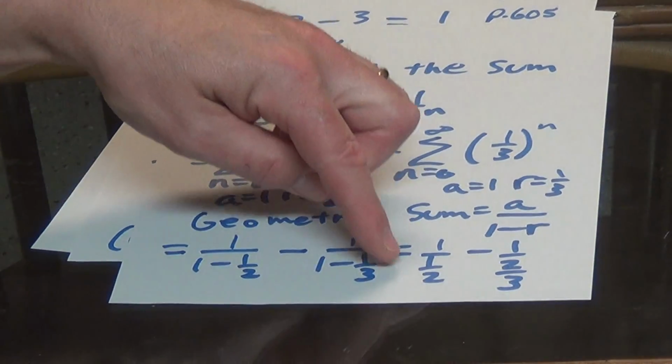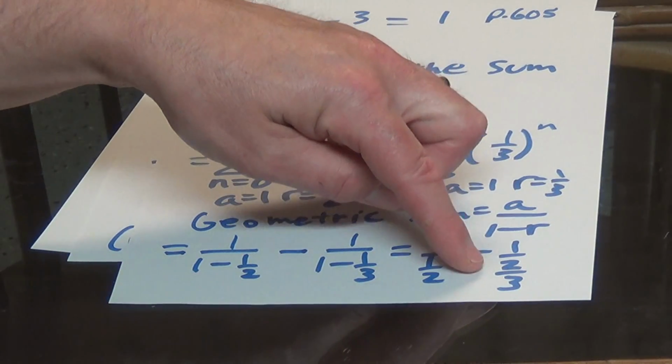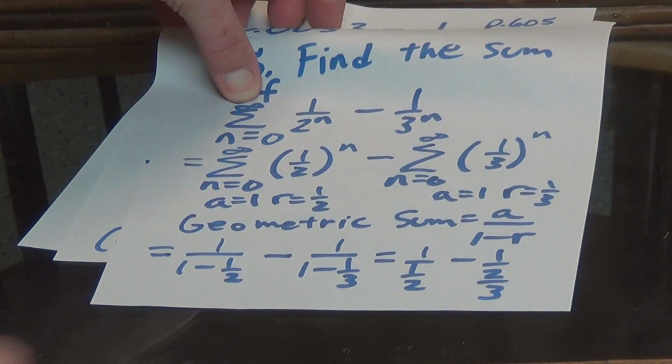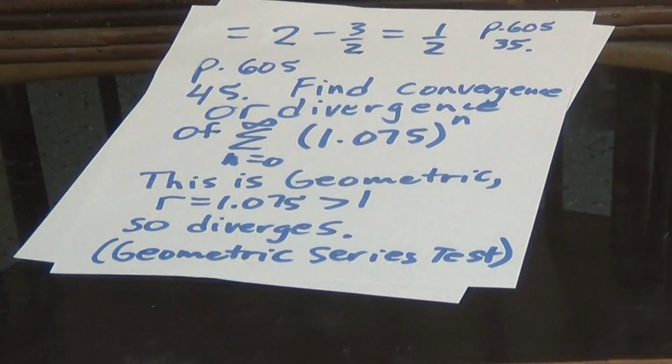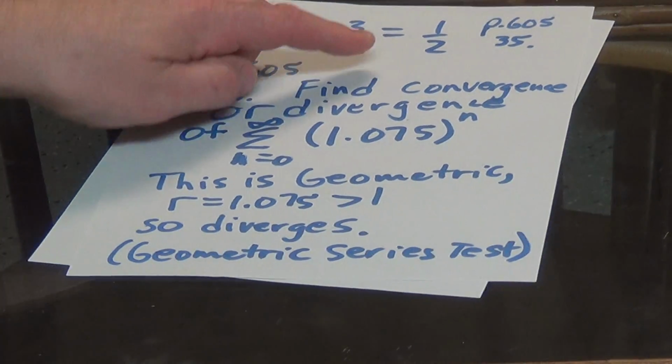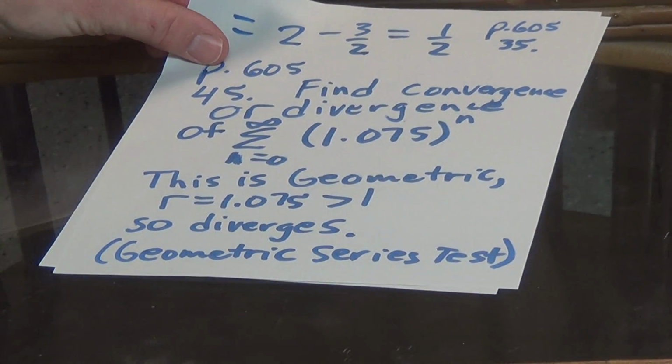Your bottom here, 1 over a half minus 1 over 2/3. They flip around. 1 over a half is 2. 1 over 2/3 is 3/2. 2 minus 3/2 gives you a sum of 1/2. Part 3 is over. We'll pick up with part 4.